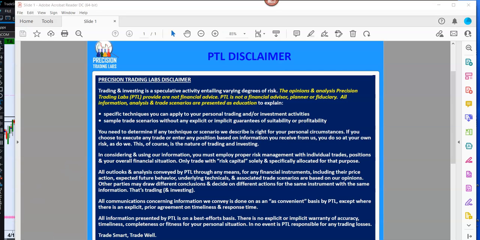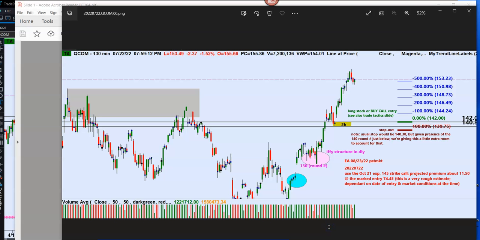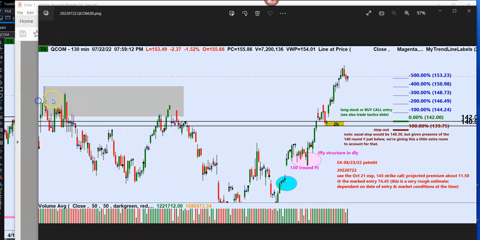So anyway, here is what I wanted to show you. We're looking at a setup that I had presented to our subscribers, right at the end of July, on the 22nd in fact. At that point, we had noticed that in this 2-hour chart of Qualcomm, there was this launch point of a very, very strong move.